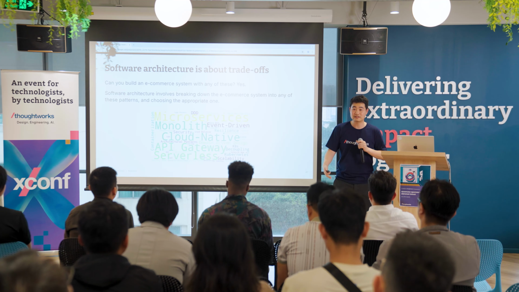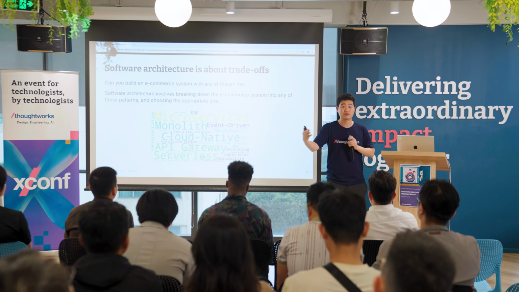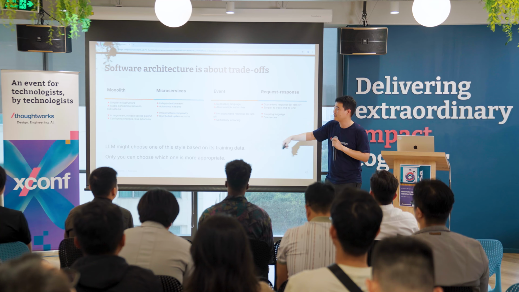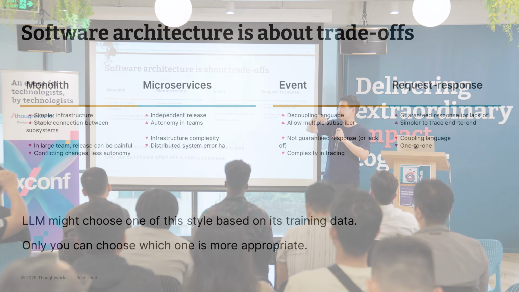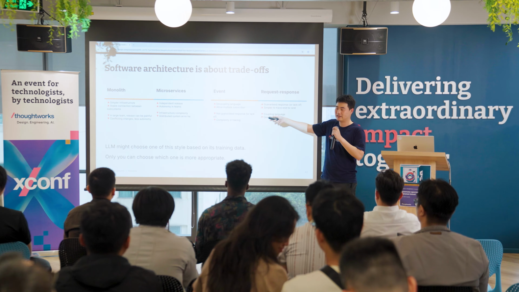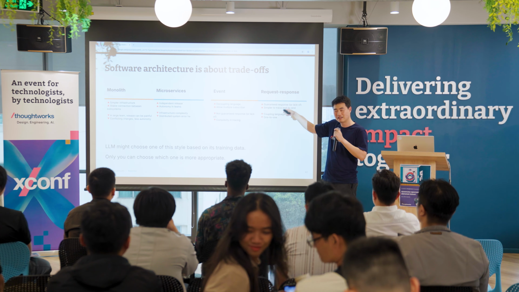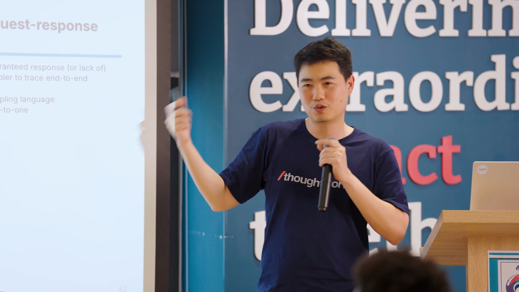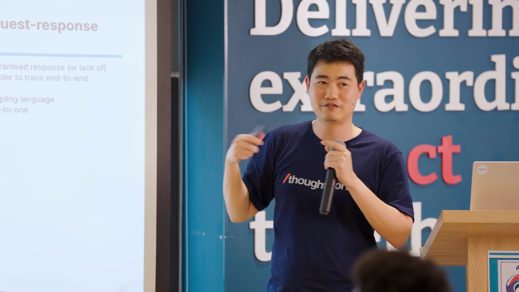But my skill is being able to look at the organization, look at the business context, and choose the right buzzword for those organizations. If I choose monolith, then we get simple infrastructure and more stable connections between subsystems, because it's not a network call, right? Just a function call. That's much more stable. But what I lose is I cannot do intermittent release, and it becomes a problem in large teams. I lose autonomy within the team because people need to coordinate releases or make sure that they're not stepping on each other's toes.